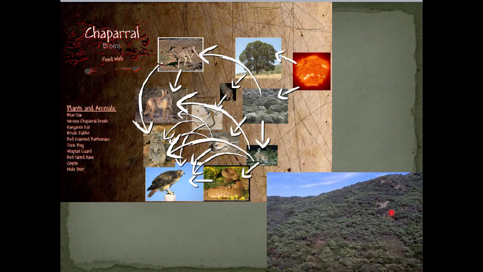Your chaparral tends to look like this with these shrubs, almost looking like a desert, but it has more abundant plants than you would find in the desert. Looking at different food webs here and different organisms that you find in the chaparral.